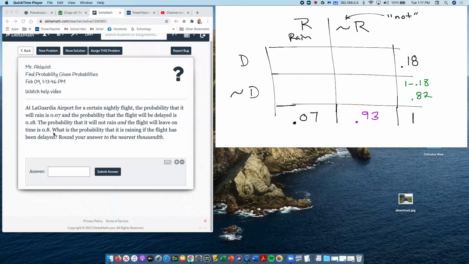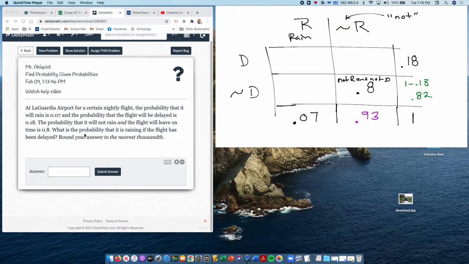Now the last thing is the probability that it will not rain and the flight will leave on time, so it's not delayed, is 0.8. That's this value right here. Because that's that box right there represents not rain and not delayed. That's what that represents. And that's what it's saying in here. The probability it will not rain and the flight will leave on time, which means it's not delayed, is 0.8.